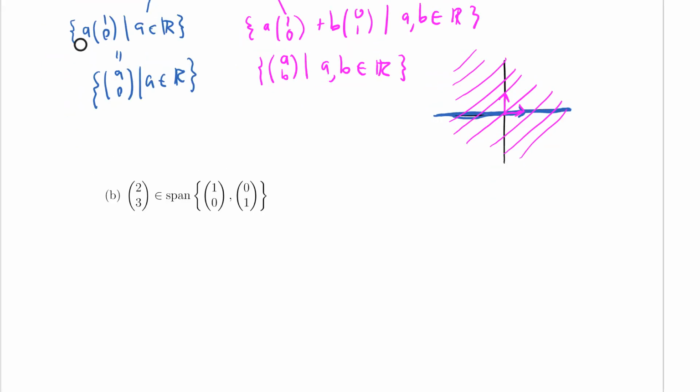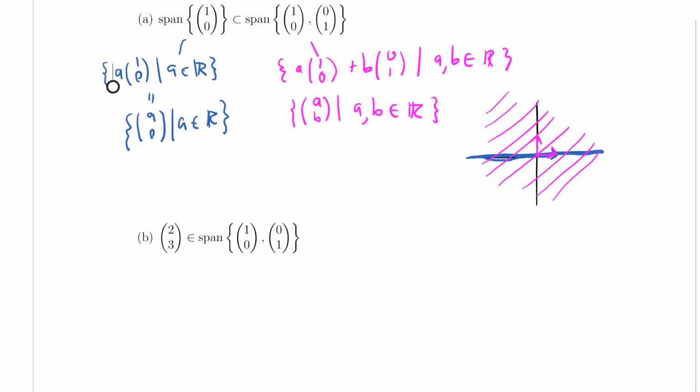Okay. Let's take a look at my next example here. I'd like to show that (2, 3) belongs to the span of (1, 0) and (0, 1). And this is pretty simple. That's because (2, 3) can be written as 2 times (1, 0) plus 3 times (0, 1). So it's a linear combination of (1, 0) and (0, 1). So automatically it belongs to the span of (1, 0) and (0, 1).